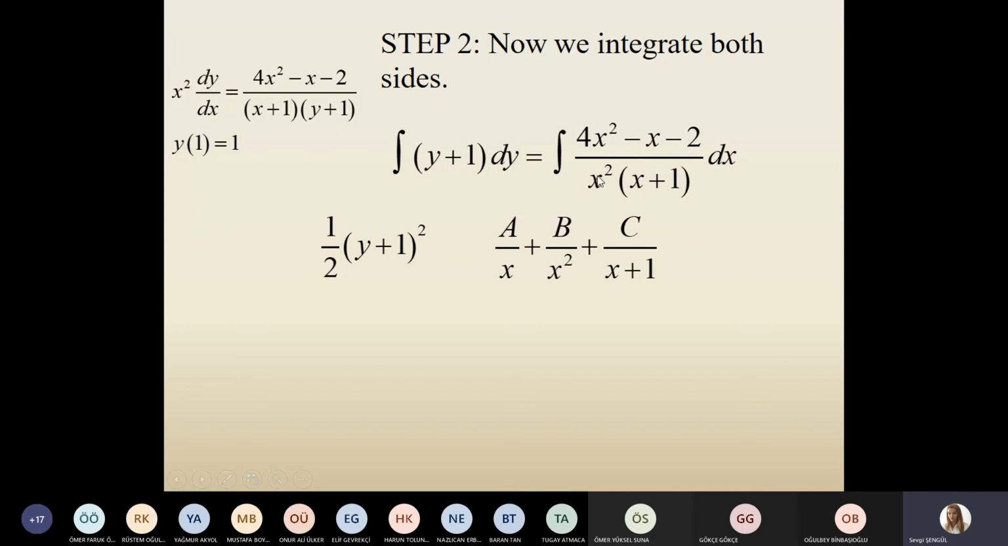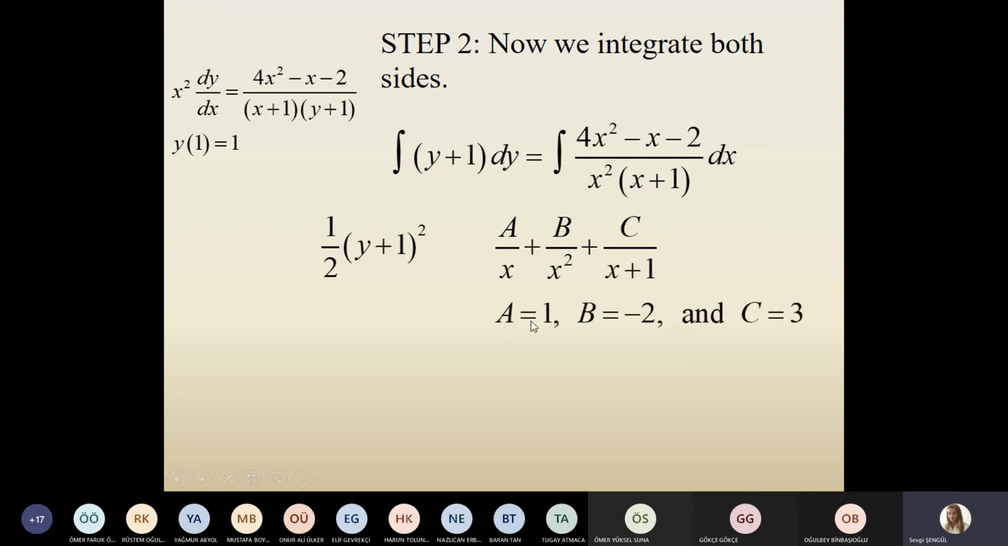Since this is x squared, you can think of this one as ax plus b over x squared, or you can take it twice like this: a over x plus b over x squared, and for that one, c over x plus 1. You need to make this equal to the same equation inside here, and once you do this, you need to find a, b, c, so that you can write this equation separately and take these integrals easily, right? Because you cannot take this integral.